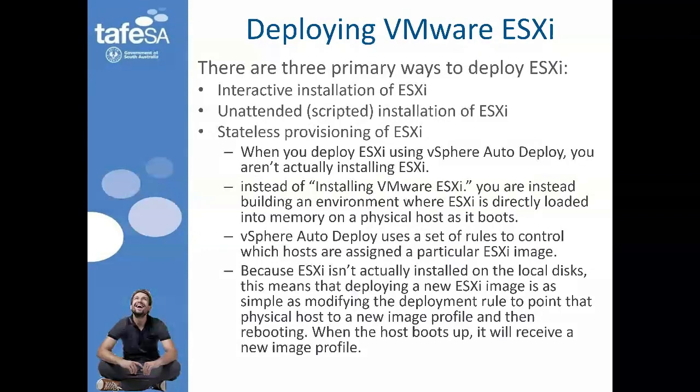So vSphere Auto Deploy can use a set of rules to control which hosts are assigned the particular ESXi images. And because the ESXi is not installed to the local disk, if you want to modify it, you can simply modify the image and tell them to reboot, and they'll get the new image. So if you've got 100 servers, instead of going off to each one and updating it, we just change the image, tell them all to reboot, obviously moving the VMs off first, and they'll get the new image profile.